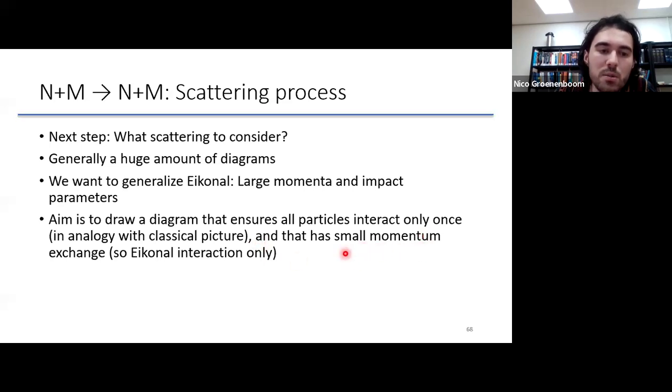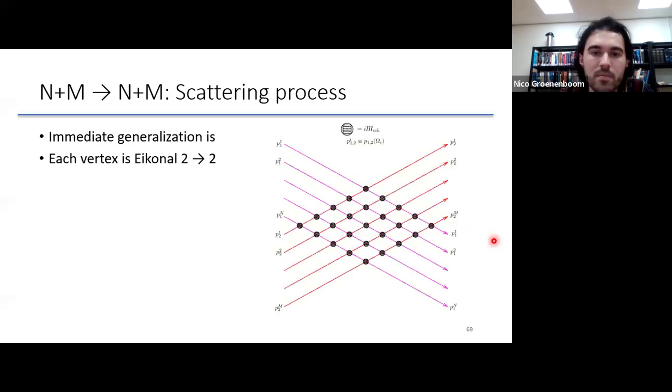And there's also a small momentum exchange everywhere. So we need an Eikonal interaction. And then the only diagram that immediately follows is to have this sort of grid, where there are n particles and m particles, and they all cross each other exactly once in a grid.